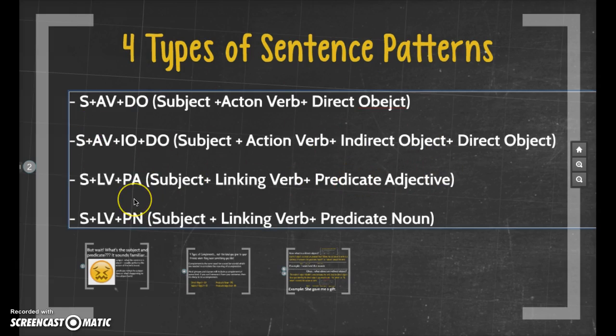But to continue on with our 4 types, we also have the subject plus linking verb plus predicate adjective. And we'll go back and do a review on our predicates and our subjects because I know they may sound familiar, but I want to make sure we have a good understanding of what each of those means and that we don't get hung up on the vocabulary necessarily. And then the final sentence pattern is going to be subject plus linking verb plus the predicate noun. So if you need to go ahead and pause, go ahead and do so now to get these copied down.